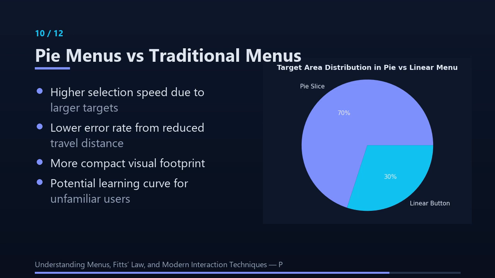Traditional menus, however, may be more familiar to users who have never encountered radial layouts, introducing a brief learning period. Designers must weigh the performance gains against the potential need for onboarding or visual cues. When implemented thoughtfully, pie menus can dramatically improve interaction efficiency, especially in contexts where speed is critical.